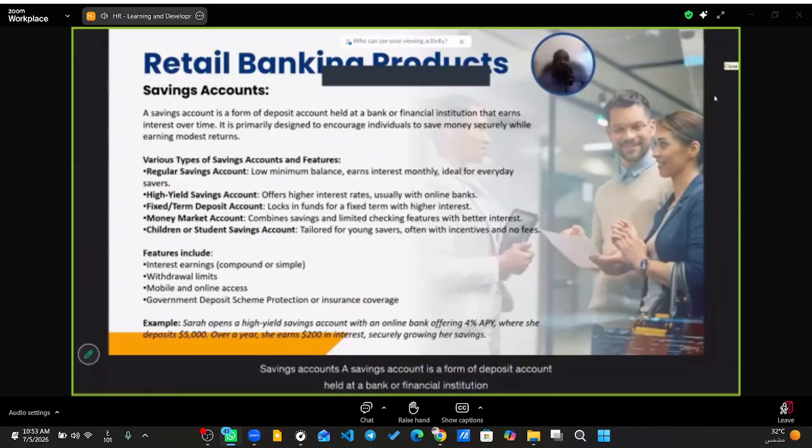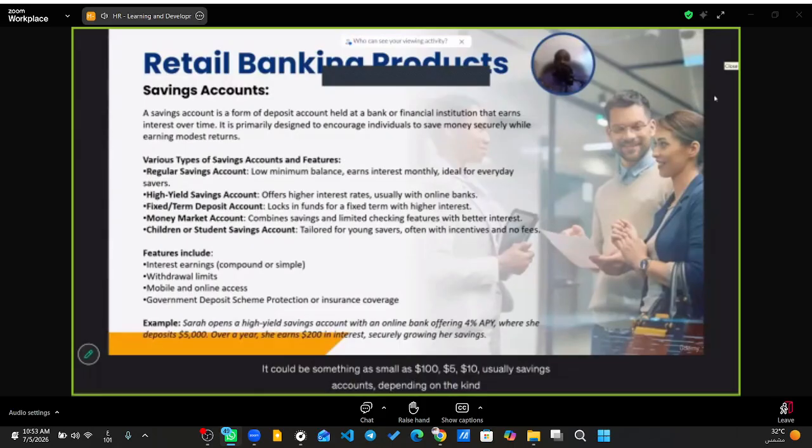Savings accounts. A savings account is a form of deposit account held at a bank or financial institution that earns interest over time. So you put some money in the bank and they pay you interest over time, depending on what's been agreed with you. It is primarily designed to encourage individuals. That's something we need to note, because we're talking about retail banking. We deal with mainly individuals to save money securely while earning modest returns. It could be something as small as $100, $5, $10.